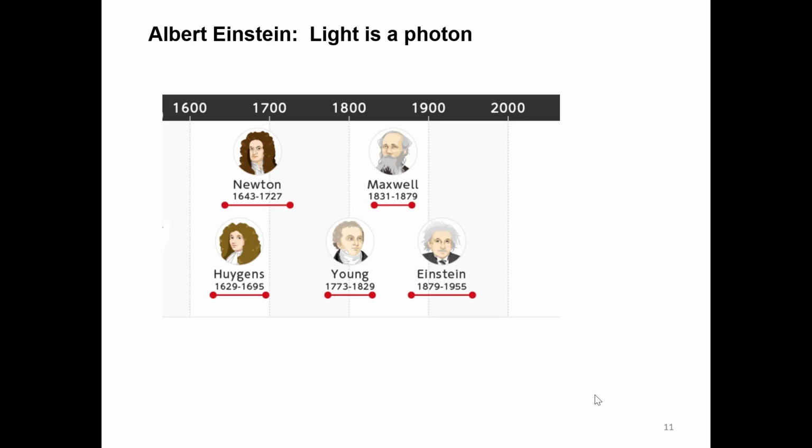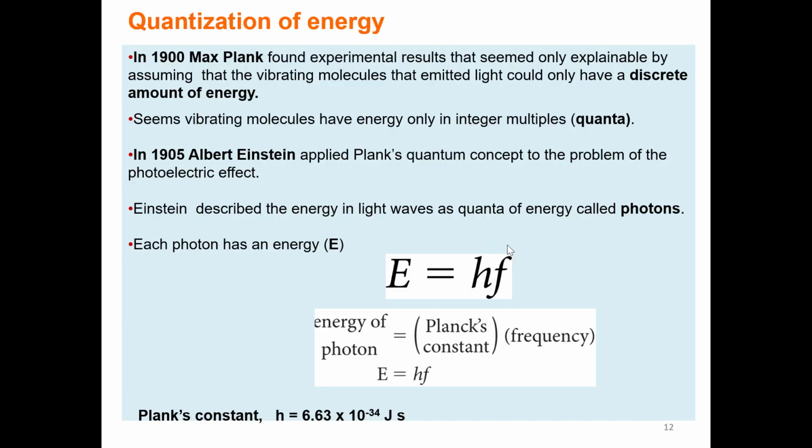One of the scientists that helped to understand these results was Albert Einstein. He proposed that light was a photon. Let's see how he explained the results obtained by Max Planck. Albert Einstein explained the results based on the idea of quantization of energy.